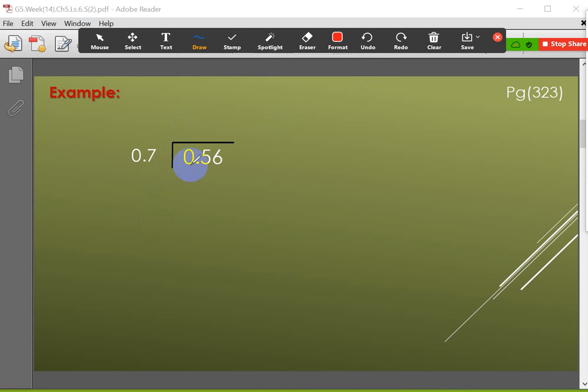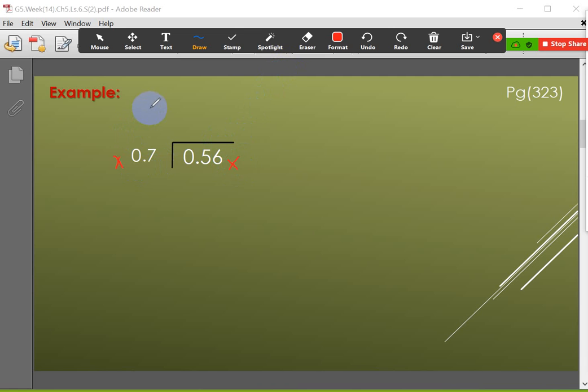Now, I want to divide 0.56 by 0.7. Actually, my problem here is the divisor. When the divisor is a decimal number, I can't find the answer. So I have to make the divisor a whole number. How will I do that? I will multiply the divisor by a number and the dividend also by the same number.